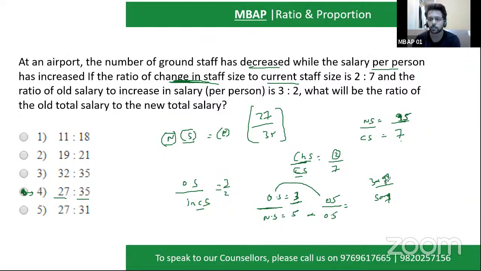So new staff will be how much? New staff will be 5. And the original staff will be 7. The salaries have increased. So original salary was how much? Original salary was 3. Increased will be 2 more. So it's going to be 5. Now if you multiply old versus old, so it's going to be 3 into 7 divided by what answer you guys are getting here?